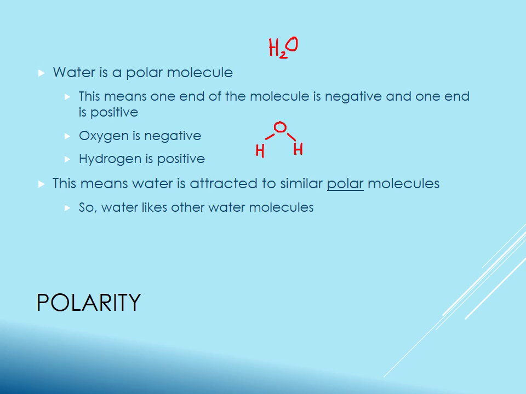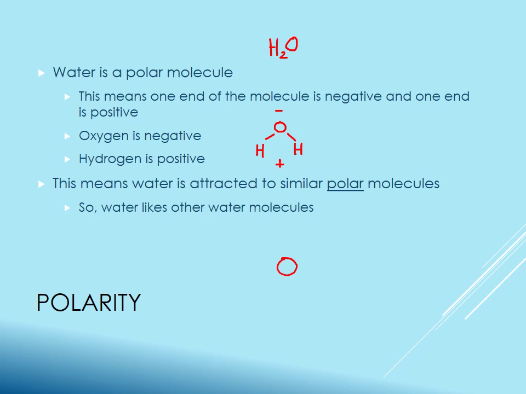overall, we have 2 different charges on this side of the atom. This is called polarity. Okay, so that means the oxygen here is going to be slightly negative, and the hydrogens overall are going to be slightly positive. This means water is attracted to other water molecules, or polar molecules are actually attracted to other polar molecules.